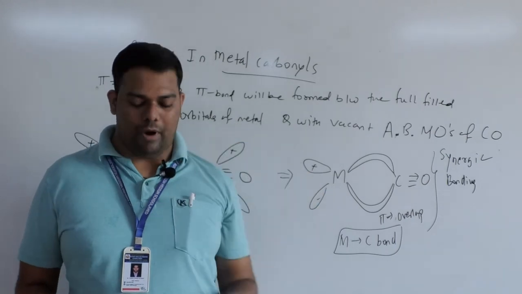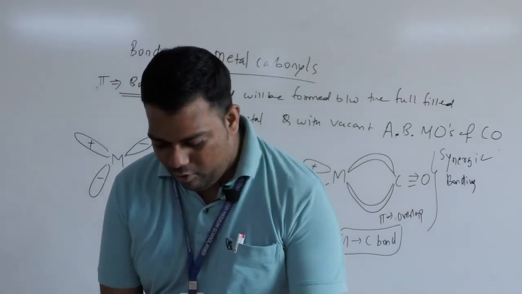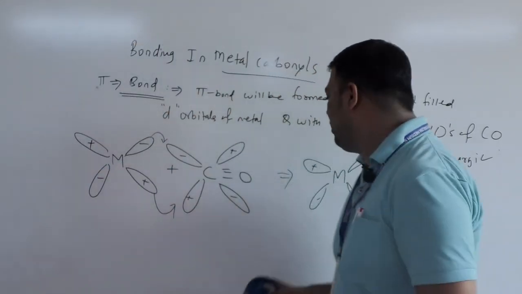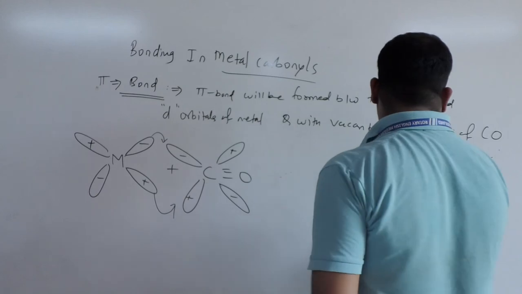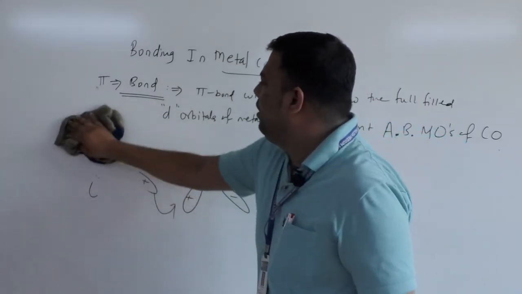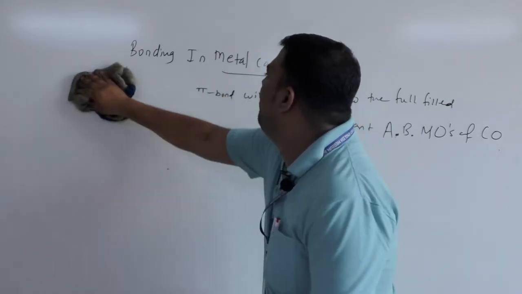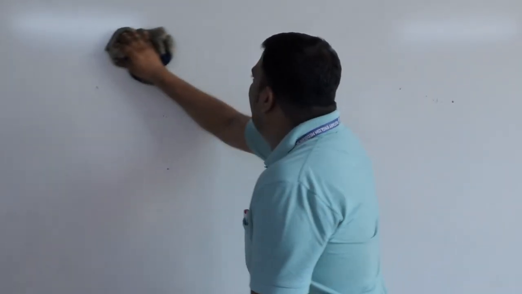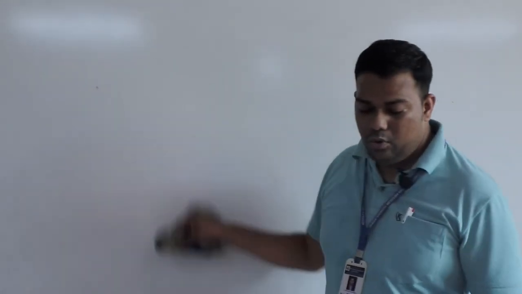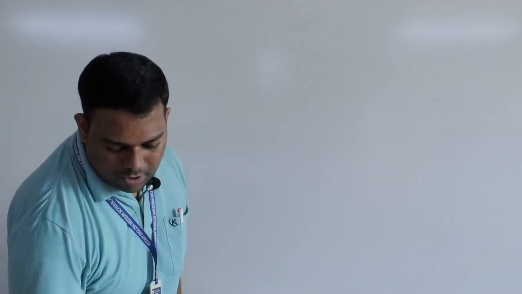Now we are going to discuss the last point of this topic of coordination compounds, that is the importance of coordination compounds. I hope you understood this bonding in metal carbonyls: how the sigma bond is formed and how the pi bond is formed.